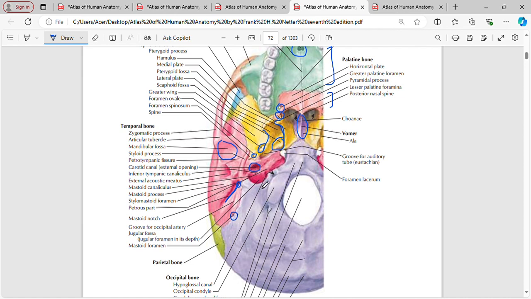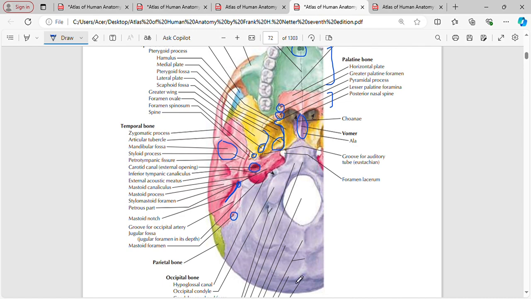Then after that, you could see here, this is a groove for the jugular fossa. This is the jugular fossa, and the jugular foramen allows the 9th, 10th, and 11th cranial nerves, that is the glossopharyngeal nerve, the vagus nerve, and the accessory nerve, to pass through to the exterior, from the interior of the skull to the exterior, right?